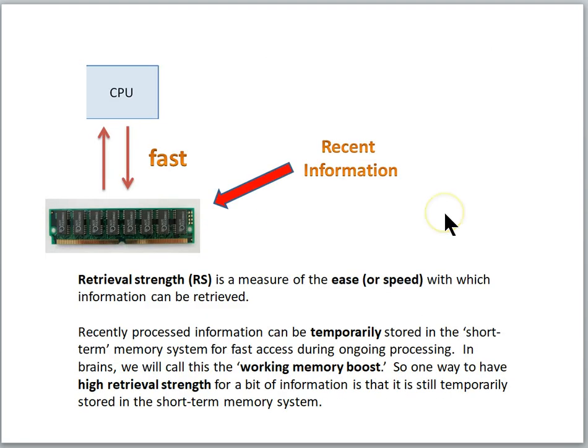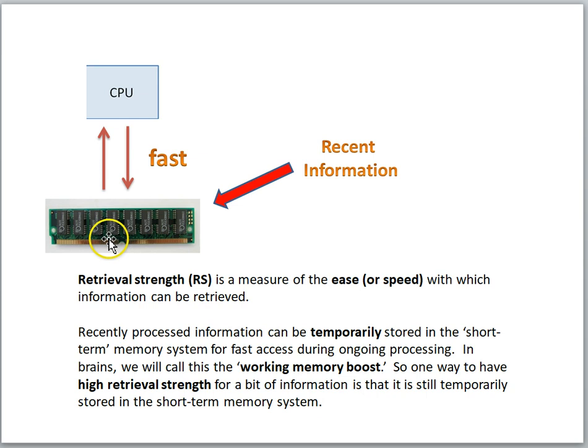Now, we have something important to consider here about how the short-term memory system works. Recently processed information can be temporarily stored in the short-term memory system for fast access during ongoing processing. In brains, we will call this the working memory boost. So one way to have high retrieval strength for a bit of information is that it is still temporarily stored in the short-term memory system.